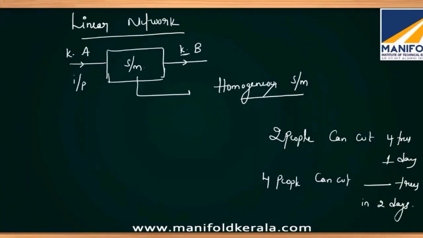So 2 people can cut 4 trees in a day, then 4 people can cut 16 trees in 2 days, assuming that every human being acts in the same way. Some person may be strong, some weak, some very sincere, some not sincere. All these are non-linear things that come into the picture, but we expect our systems to be linear. That is the homogeneity system. By default, you're assuming that things are homogeneous, things are linear. That's why you told 16 as the answer.